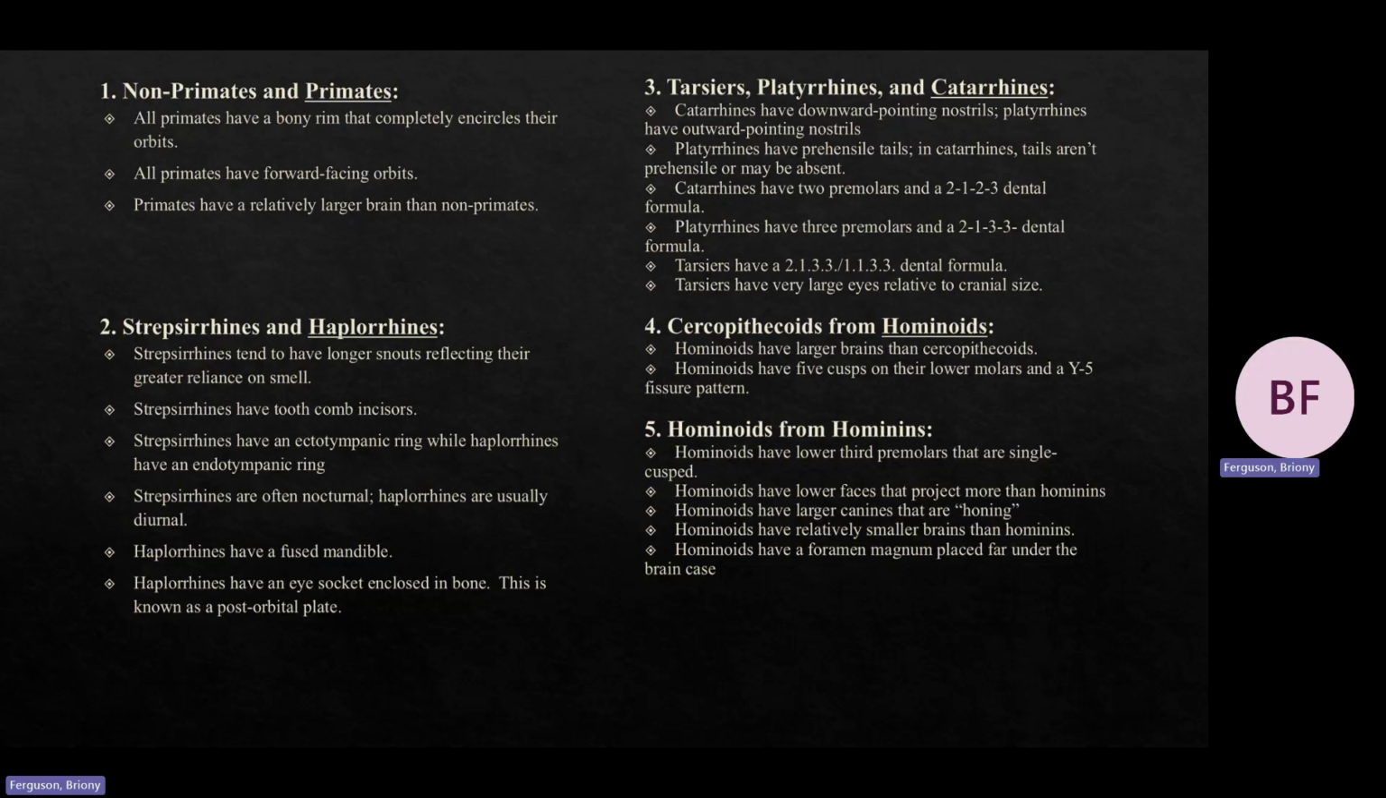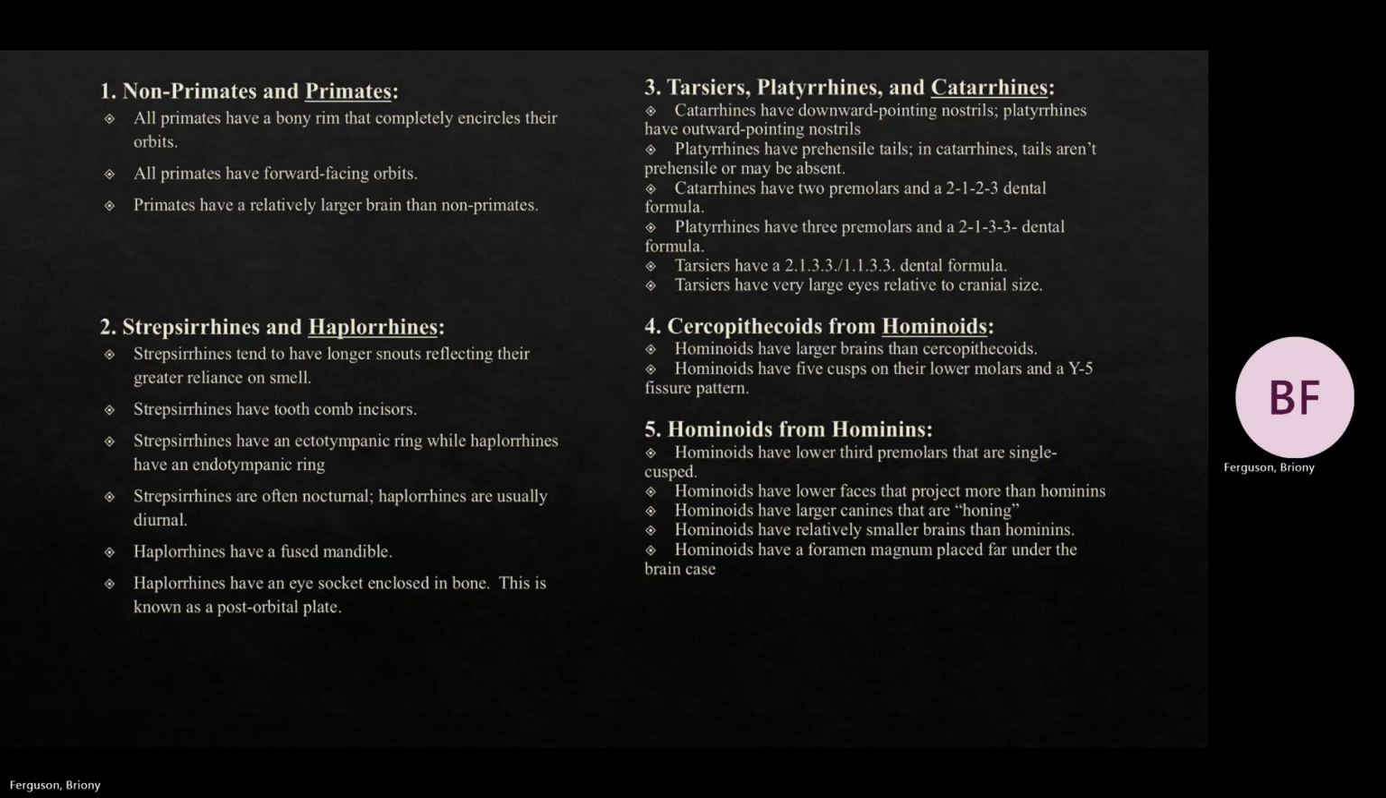Now, as we get more specific, the differences between Strepsirrhines and Haplorhines. Strepsirrhines tend to have longer snouts and a greater reliance on smell. They often have tooth comb incisors. These are just very long, thin, closely set together incisors that are actually used to kind of comb through fur, comb through leaves to catch insects. So it's also a good way of telling if something is an insectivore or not. If it has a tooth comb, it is likely an insectivore.